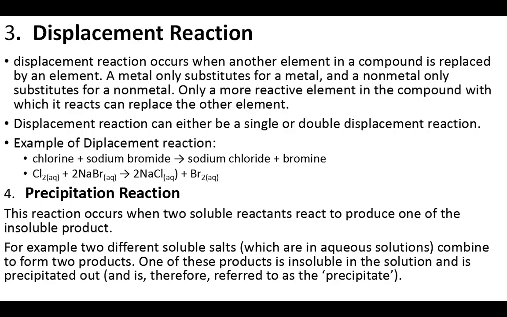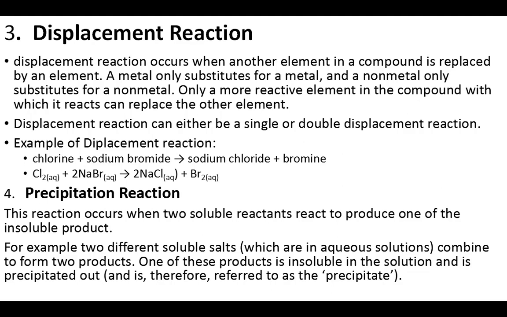A displacement reaction can either be a single or double displacement reaction. This means that a single displacement can happen in the equation, or a double displacement of the elements can happen in the reaction. For example, chlorine plus sodium bromide results in sodium chloride plus bromine. As you can see in the reaction, the bromine is being replaced or displaced.